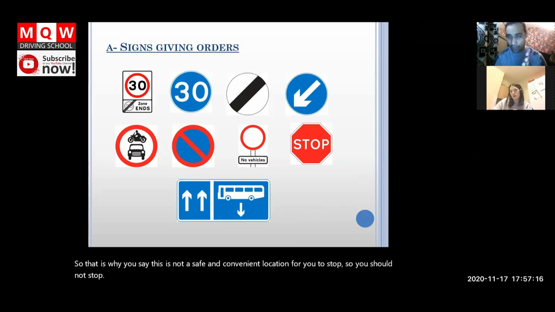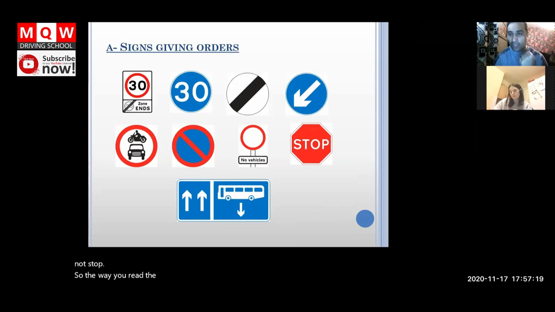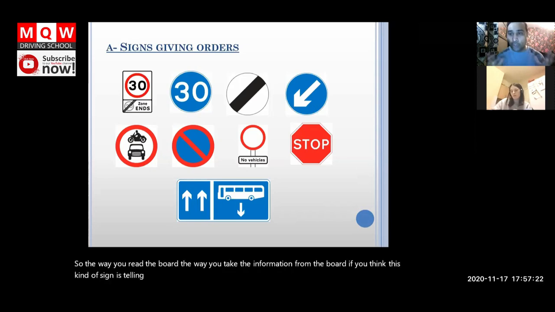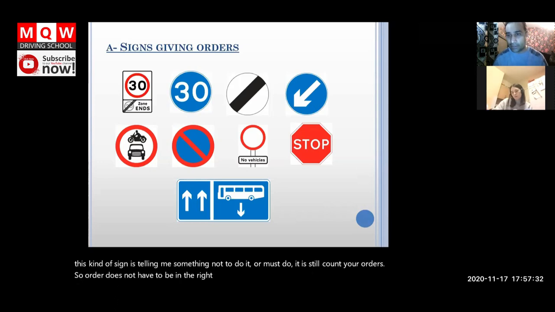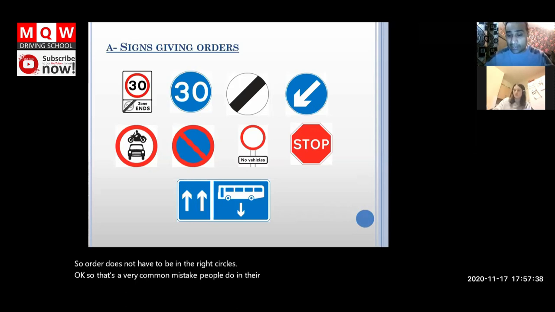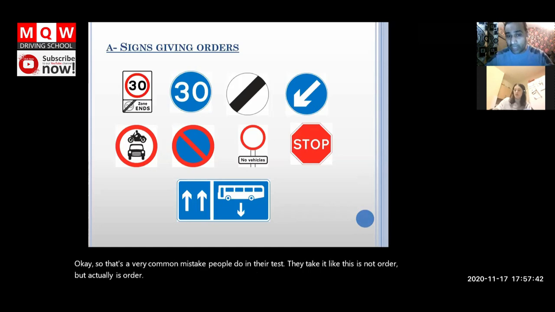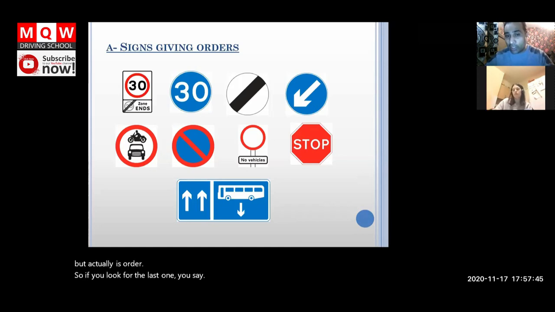So the way you take the information from the board, if you think this kind of sign is telling me something not to do or must do, it still counts as your order. So order does not have to be in the red circles. That's a very common mistake people make in their test. They take it like this is not an order, but actually it is an order. If you look at the last one, it says bus only allowed to come from the front and two lanes are going towards the north. And you should not do anything different from what it says on the board. Is it clear? So that's again an order.